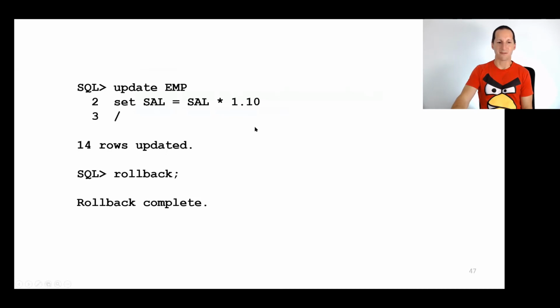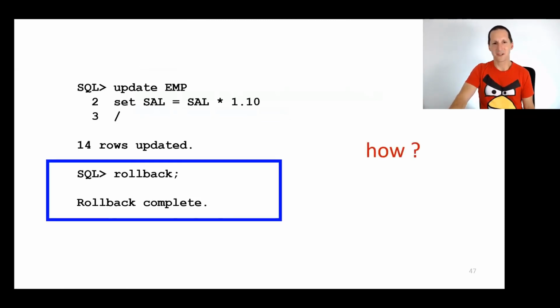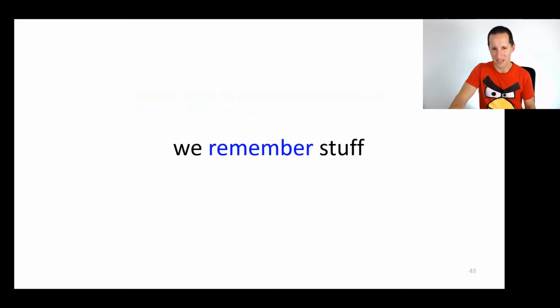When I have to update a table and I set salary equals, add 10% to everyone's salary, and I go, oh, I forgot a where clause, I need to do a rollback. The obvious question is, how does the database do that? It's pretty simple, and most of us are familiar with the concept that we have to remember the information that was there before we changed it in order to put it back in place.